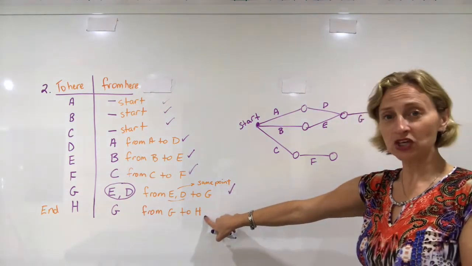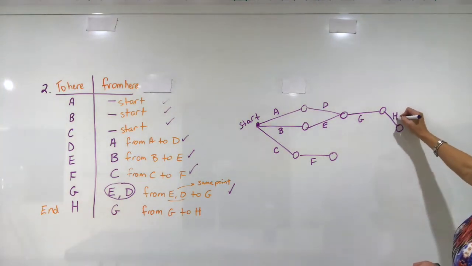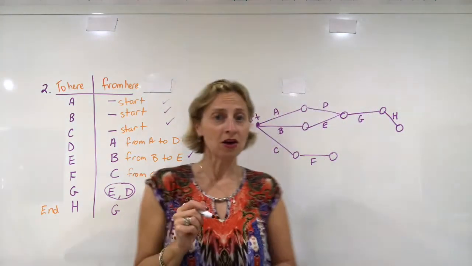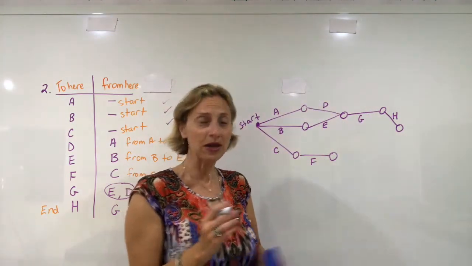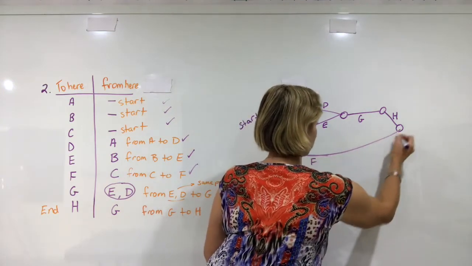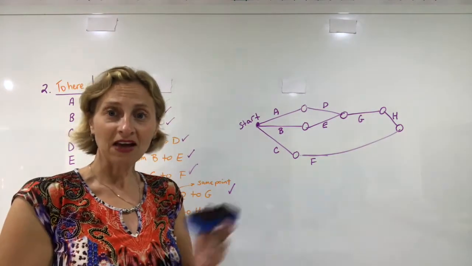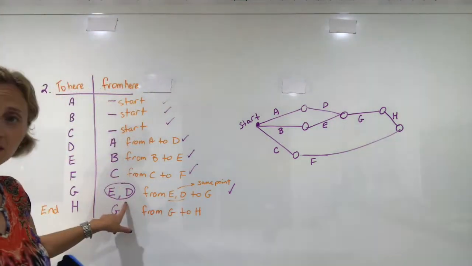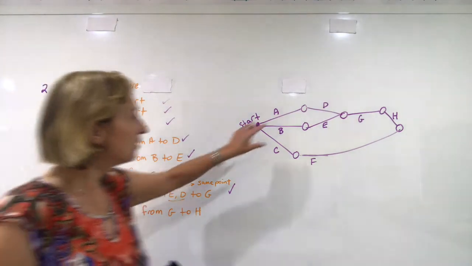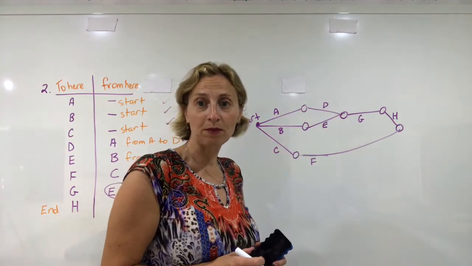Then from G, I can get to activity H. And because F is just sitting there in the middle of nowhere, of course we can't just leave him in the middle of nowhere. After doing F, you would end, so we can join that up straight to H. And that's how you would do it. So be aware that when you have 2 predecessors, E, D to G, the easiest way to do that usually is to join them together into one point.